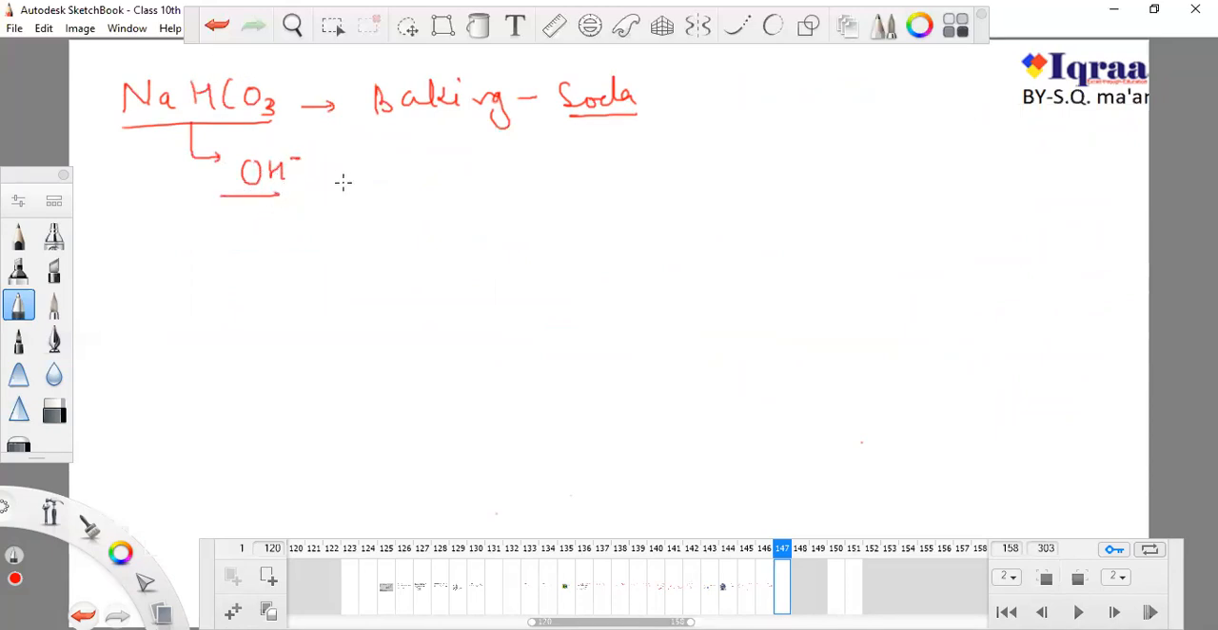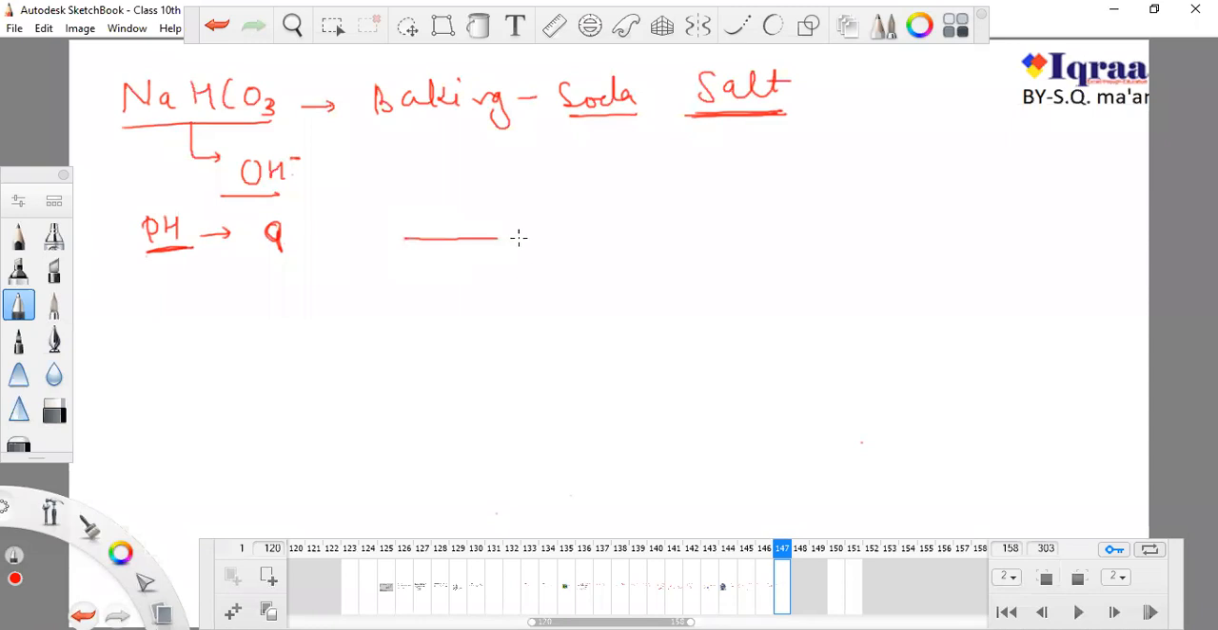Okay, so now, first of all, let's study this. This is a salt, and it does contain OH. The pH of this sodium hydrogen carbonate, or baking soda, is 9.